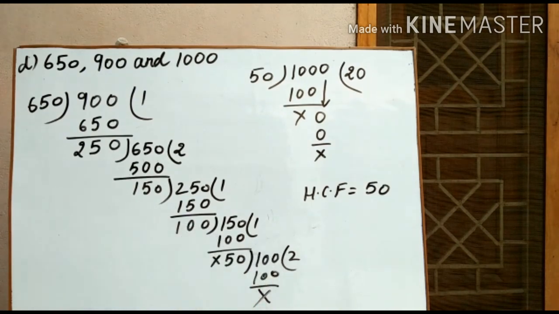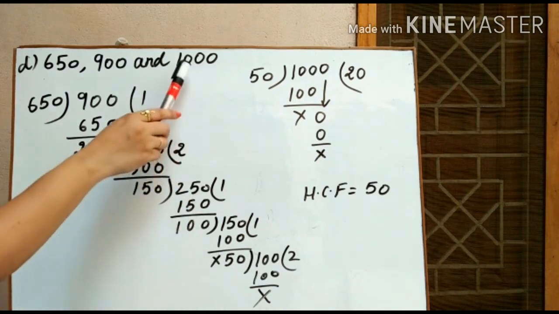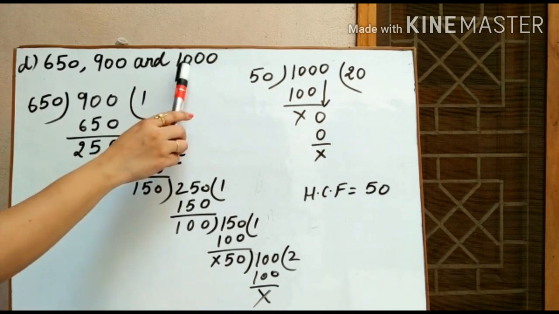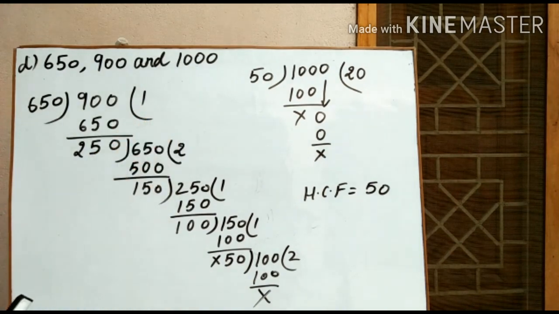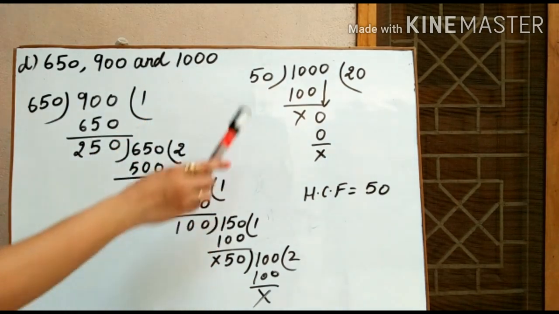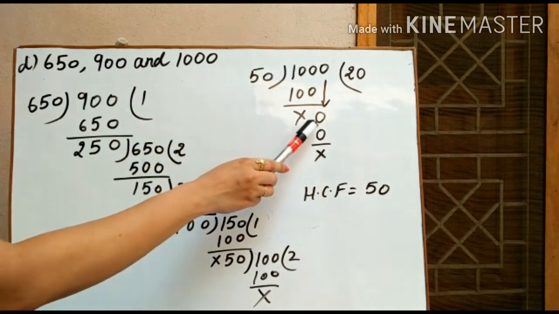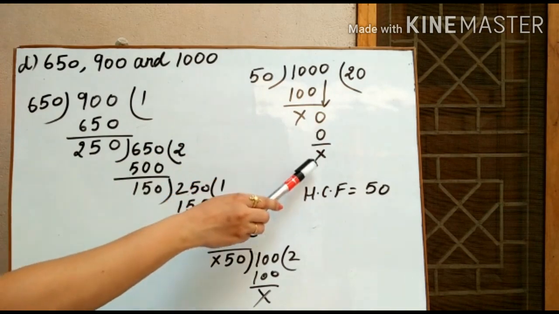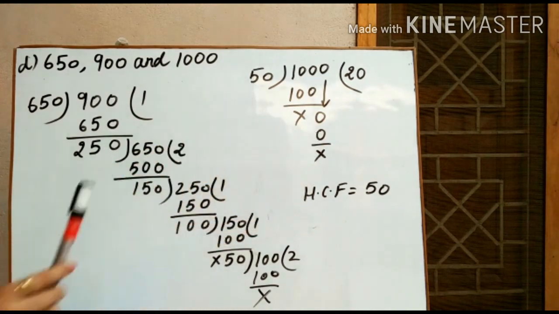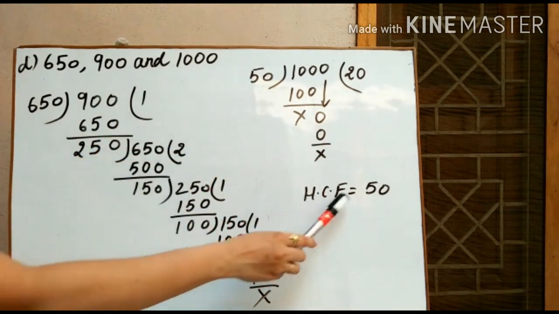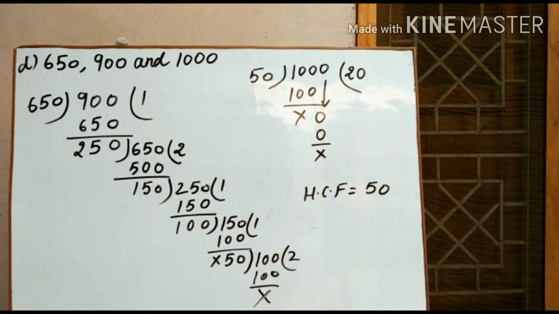50 2 ja 100. What is the last divisor? That is 50. One more number is there. We will take 1000 as dividend and 50 as divisor. 50 2 ja 100. After subtraction we will get 0 and 50 0 0. What is the last divisor? That is 50. That's why HCF of given number is 50.